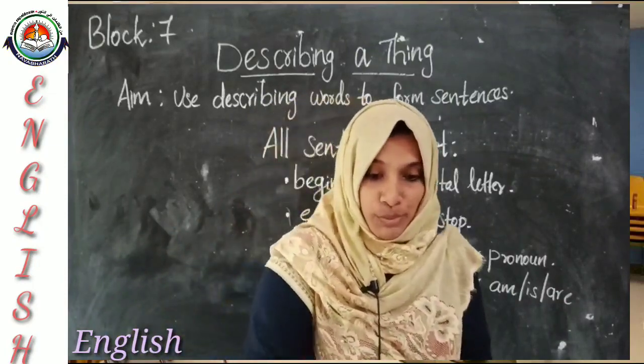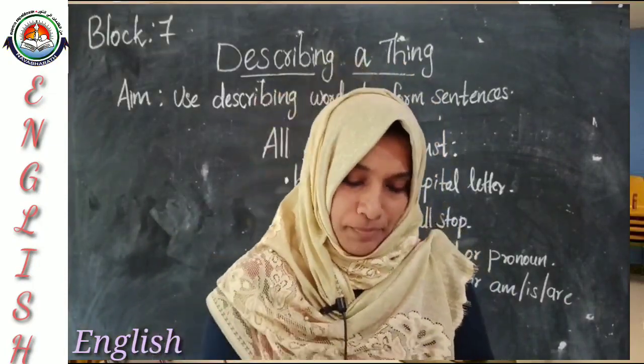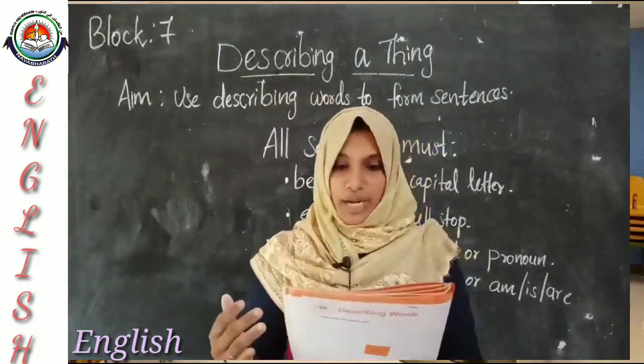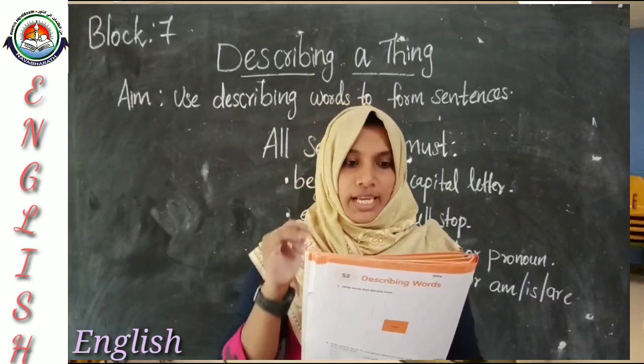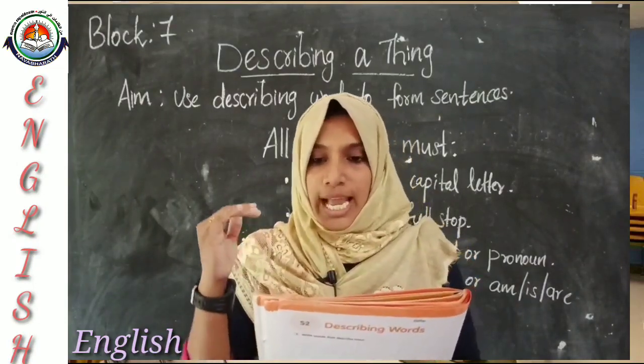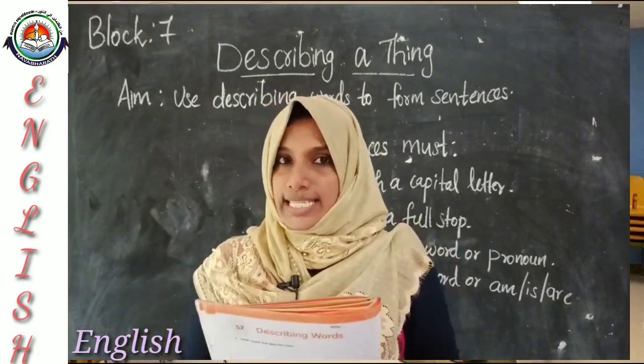So now let's move to our workbook. It's our workbook time. So take page number 43 of your workbook. Describing a thing. Number 1: write one sentence each about the mango tree and the pine tree using describing words.